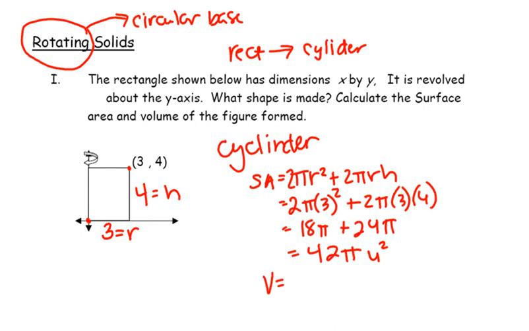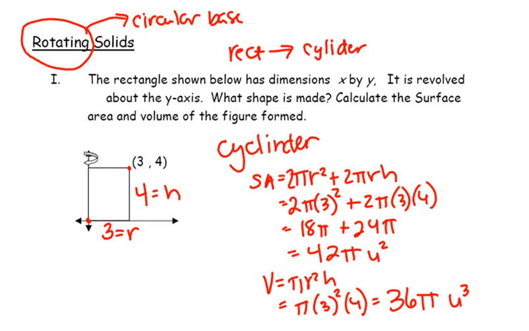My volume is going to be area of the base, so pi r squared times the height, so it's going to be pi 3 squared times 4, which means that I get 9 times 4, so 36 pi units cubed. All right, and that's how we work rotating solids.